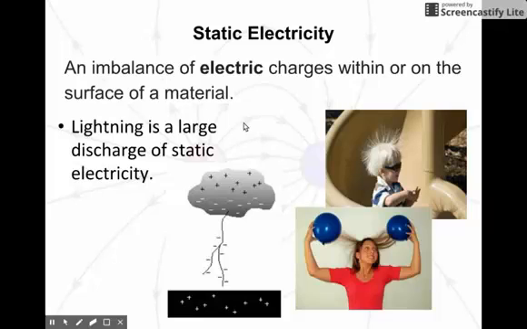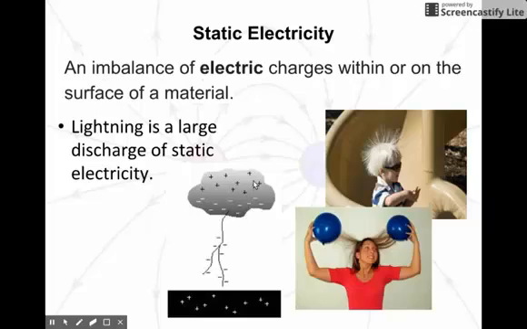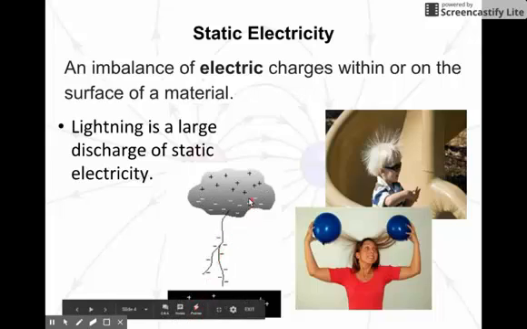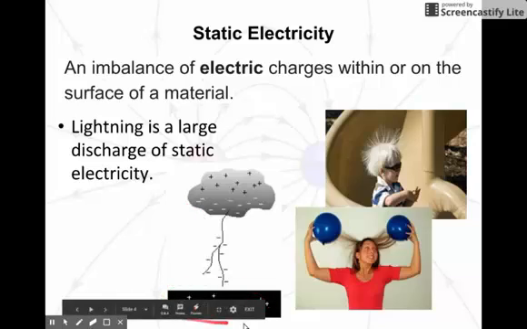Lightning is a good example of static electricity. All it is is a large discharge of built up electrons. This picture you want to draw in your notes here. What happens in the cloud is that currents flowing in the cloud start to separate charges. We have this positive charge that builds up on top, and we get this negative charge that builds up on the bottom. Eventually it builds up so much negative charge that the cloud is attracted to the earth, which is a big neutral object. And so we get that connection between the positive and the negative, and we get that discharge.